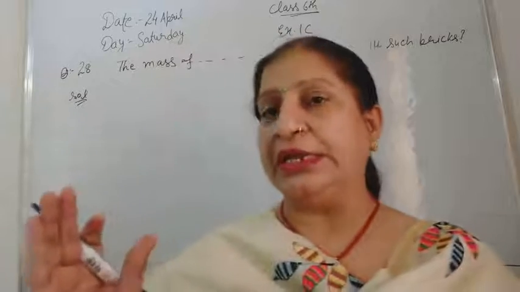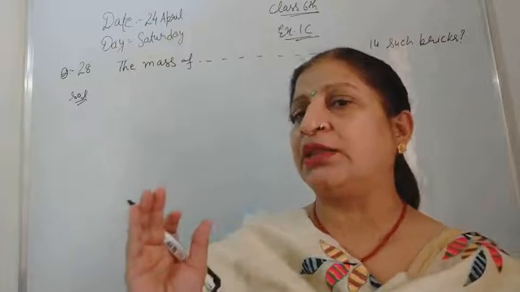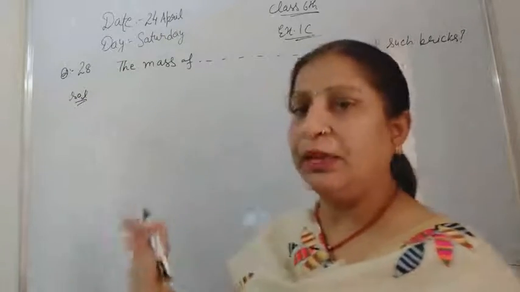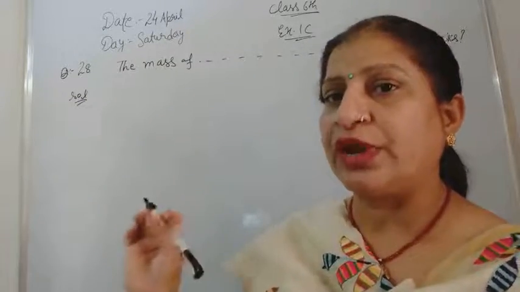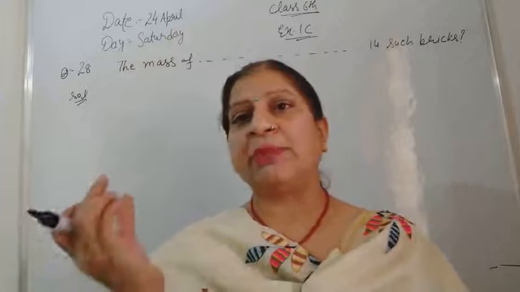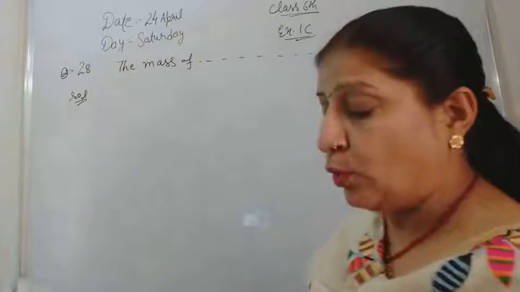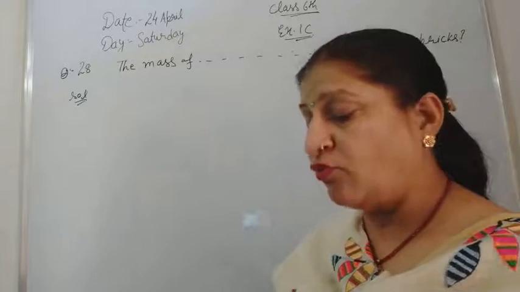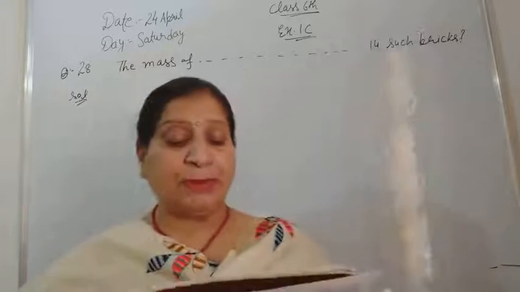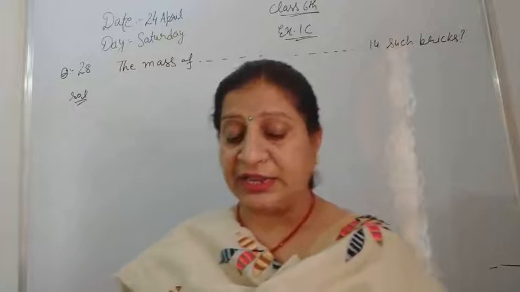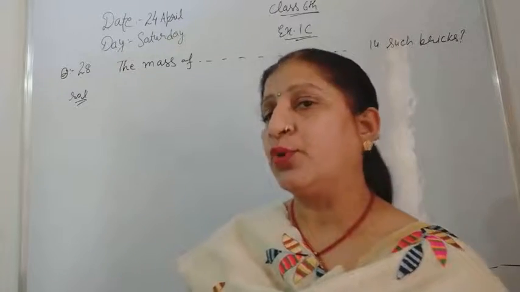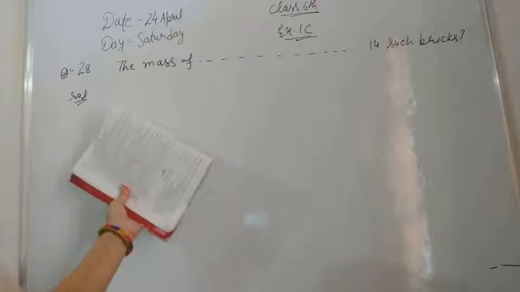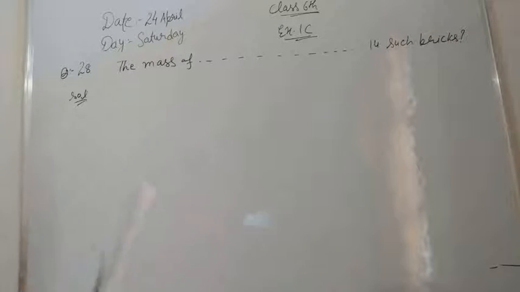Brick means ईट, जो आप घर बनाने में यूज करते हैं, उसे कहते हैं ब्रिक. Mass means weight. जो एक ब्रिक है, उसका वेट आपको गिवन है and you have to find the weight of 14 bricks. It is a very simple question and it is related to question number 26. जैसे हमने 26 क्वेश्चन किया था, this question is the same as question number 26.